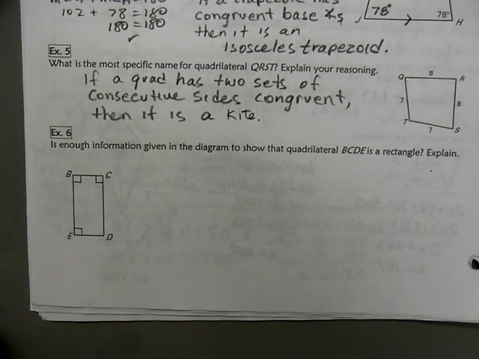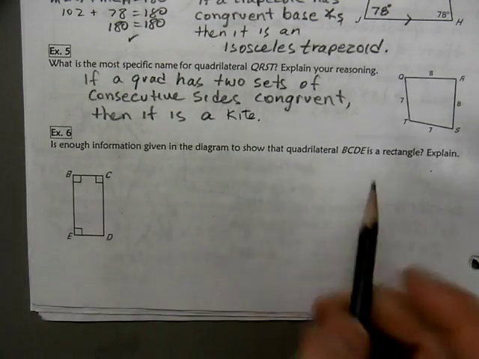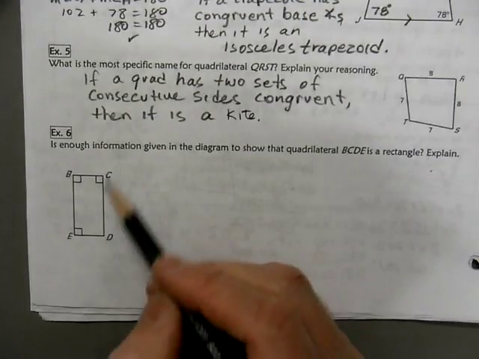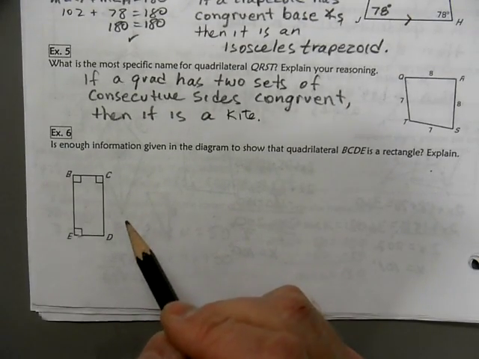Is enough information given in the diagram to show that the quadrilateral BCDE is a rectangle? Well, to be a rectangle, we know we need 4 right angles.